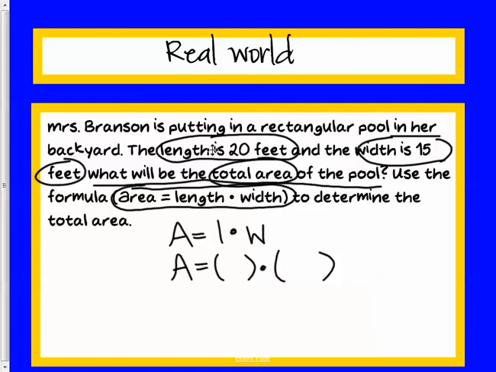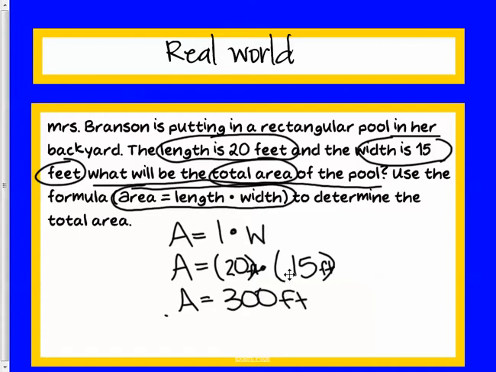So I know the length is 20 feet. So I put my parentheses in for my L and I put 20. And then my width is 15 feet. So 15. And we can also put feet behind them. So my area is 20 times 15. So when I plug it in my calculator, I get 300.